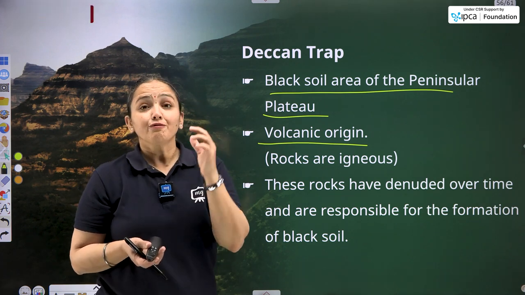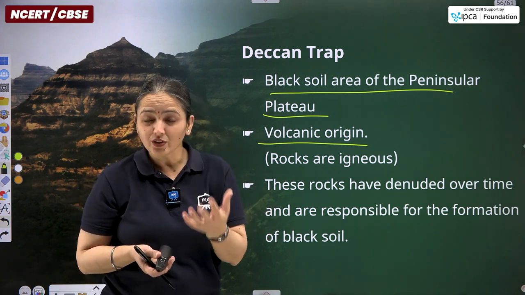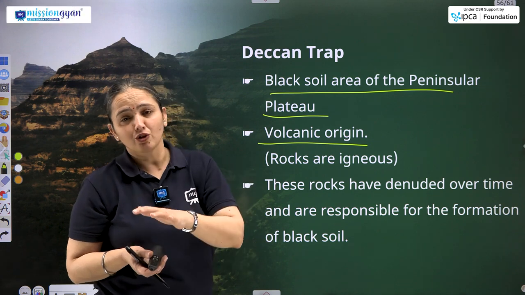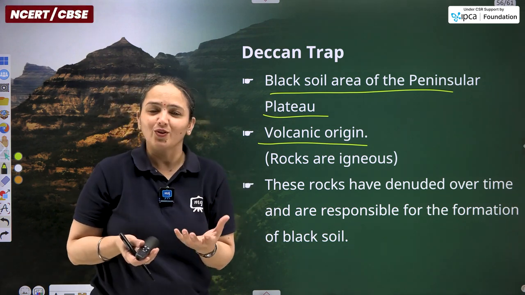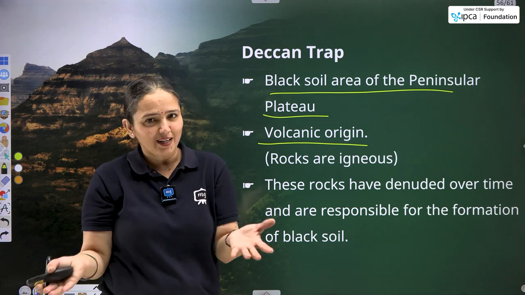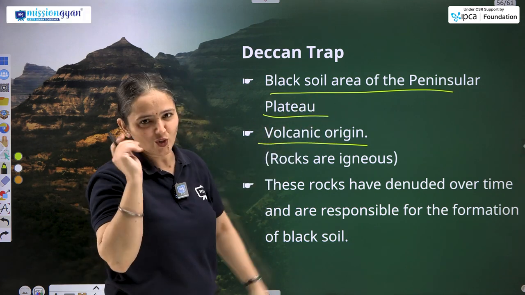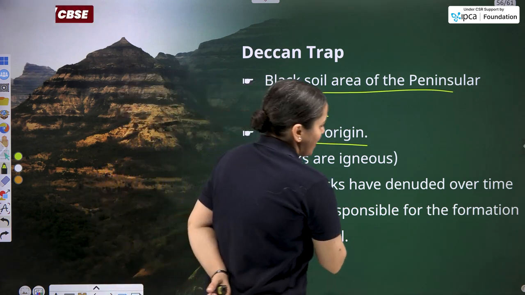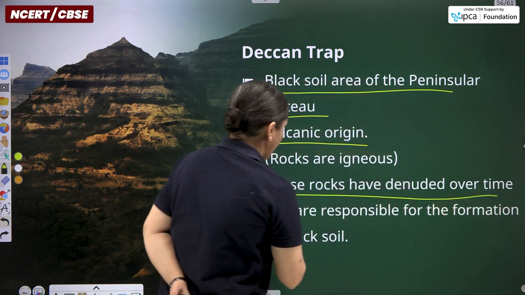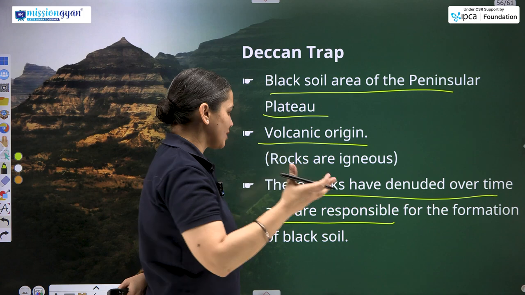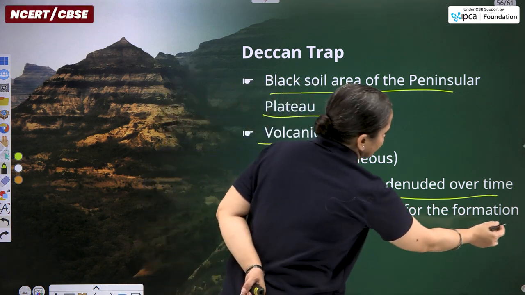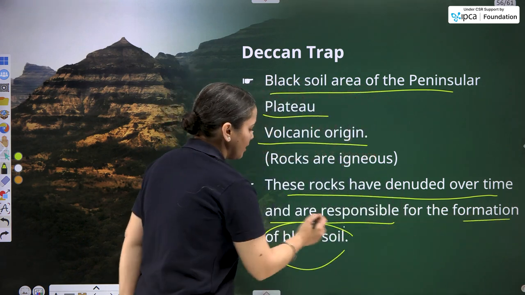Igneous rocks are the first ever rocks, the parent rocks that are formed from the solidification or cooling down of lava itself. And how does lava appear on the Earth's surface? Quite obviously with a volcanic eruption. So my point is the logic over here. These rocks have denuded over time, meaning disintegrated and eroded, and are responsible for the formation of black soil.